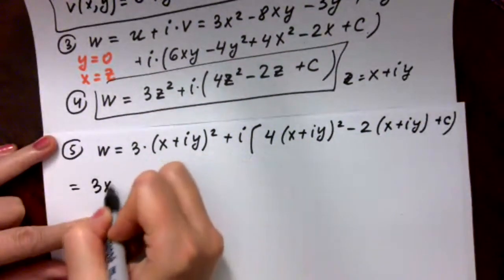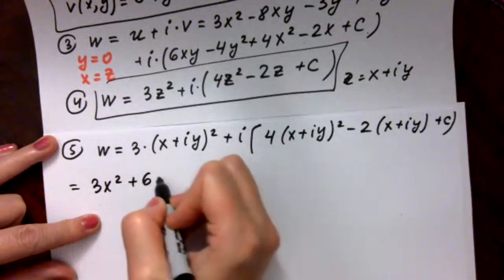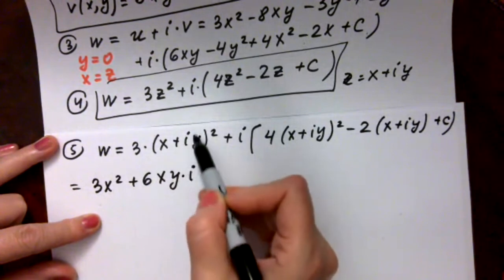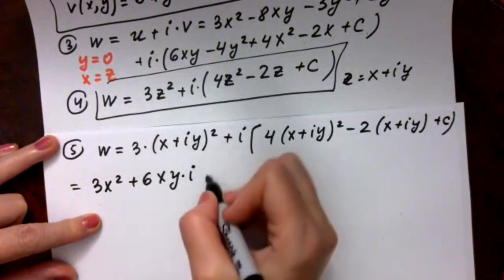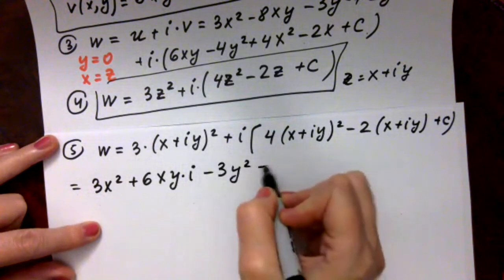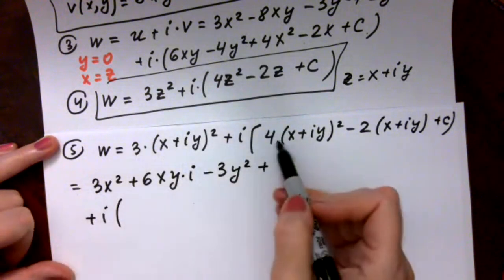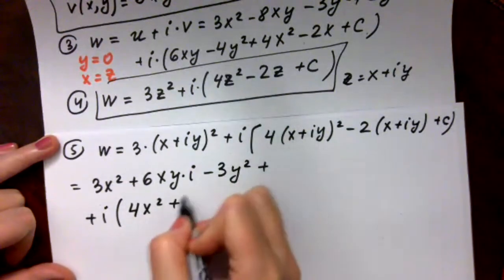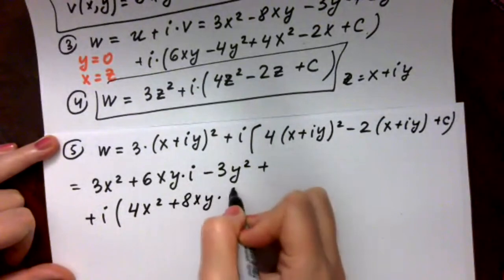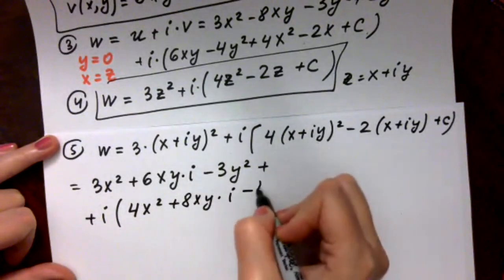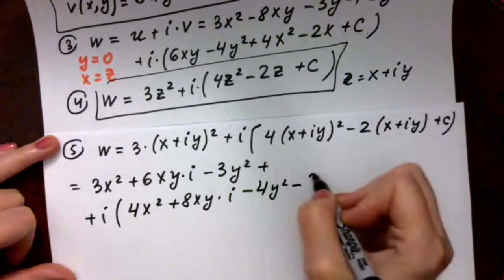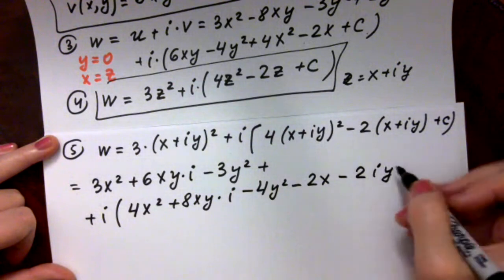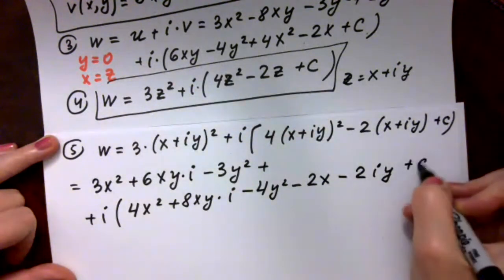So it will be 3x squared. Here we have plus 6xy times I. And here, you remember, this term squared will be minus y squared, minus 3y squared. Plus I, I'm opening parentheses, and here I need to do this multiplication as well. 4x squared plus 8xy times I. Here, again, I have minus y squared, that is why minus 4y squared. Here, I will get minus 2x minus 2I y, right? And plus c.